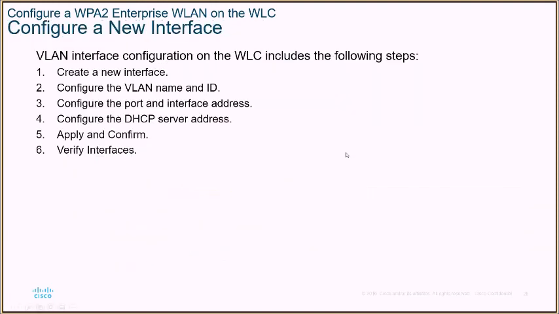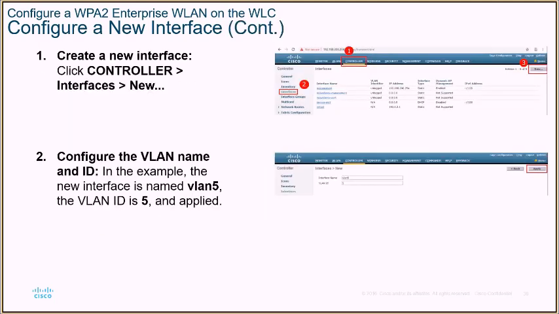The VLAN interface configuration of the wireless LAN controller includes the following steps. You create a new interface, configure the VLAN name and ID, configure the port and interface address, configure the DHCP server address, apply and confirm, and then verify that it's all working. So how do we do that? So we create a new interface, and so under the controller, we go to Interfaces, New, and there we go. We have your settings there, and so you give it a VLAN name, and of course its VLAN ID, which is 5.